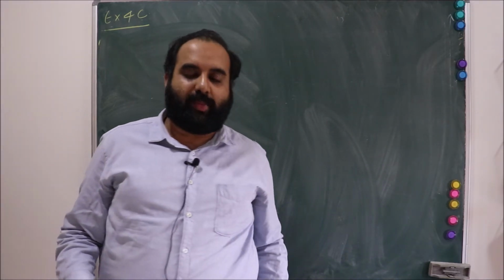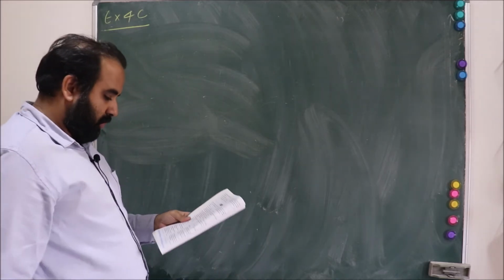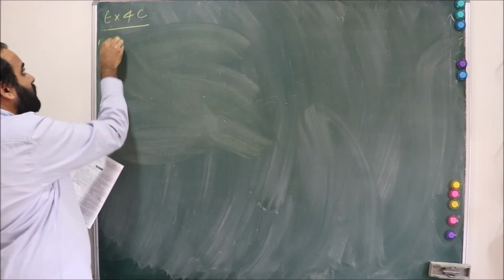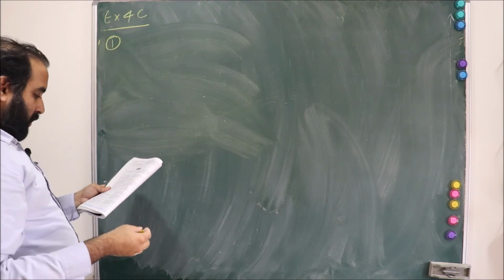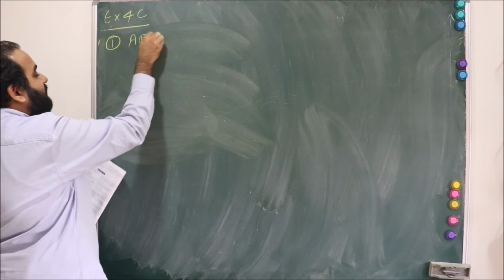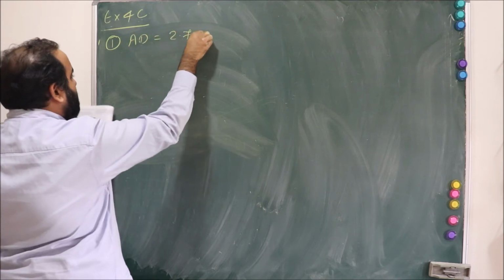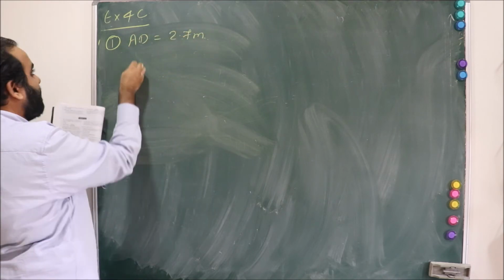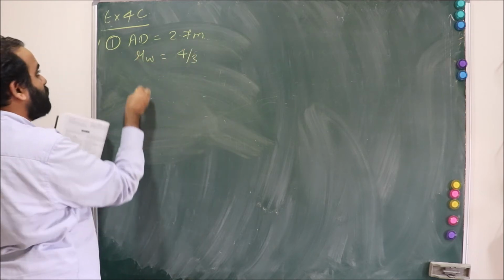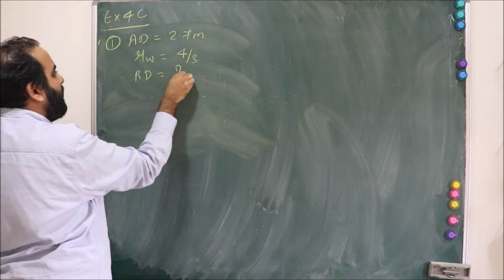Okay, we will begin with the numericals. Exercise 4C, first question. A water pond appears to be 2.7 meter deep. So this is the apparent depth, 2.7 meter. And the refractive index of water is given as 4/3. Actual depth, so real depth I have to find out.